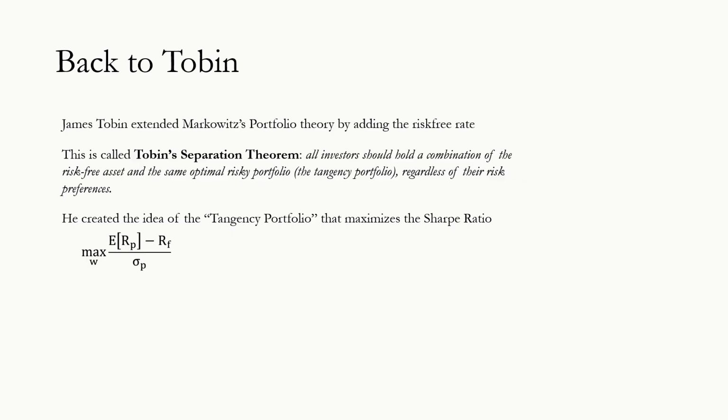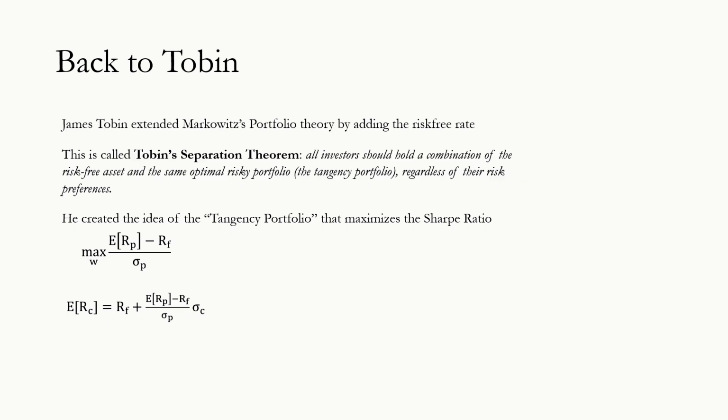Okay, so we're maximizing the weights, right, with respect to some type of Sharpe ratio, which is the expected return of the portfolio minus the risk-free rate, which is our treasury bill, and then the sigma of the portfolio, the standard deviation of the portfolio.